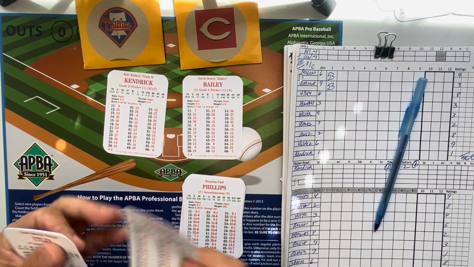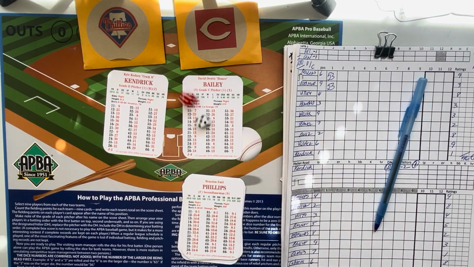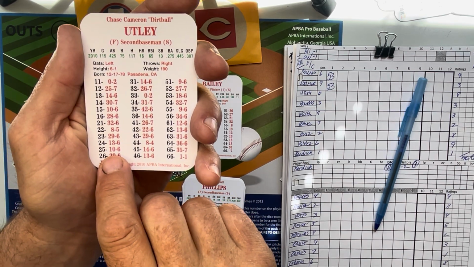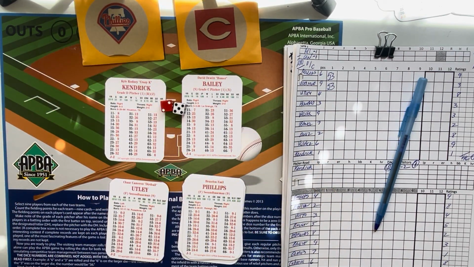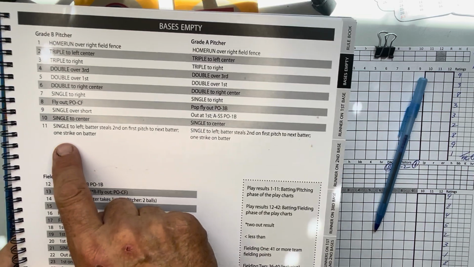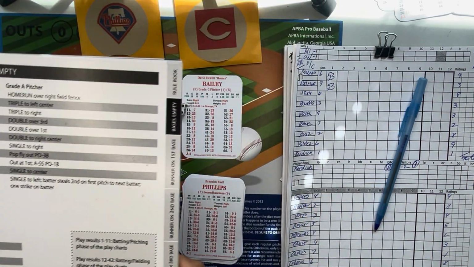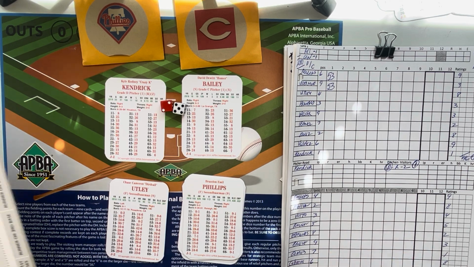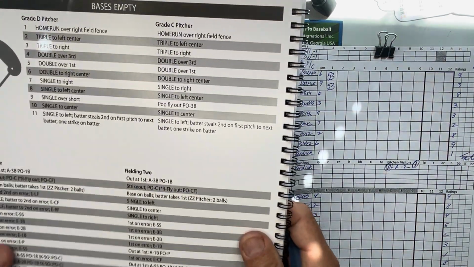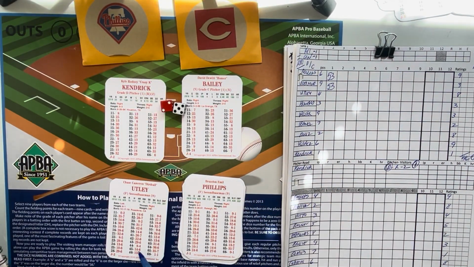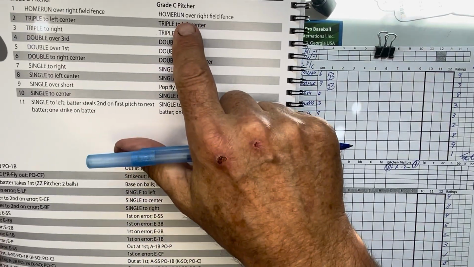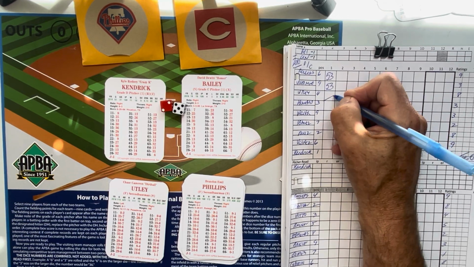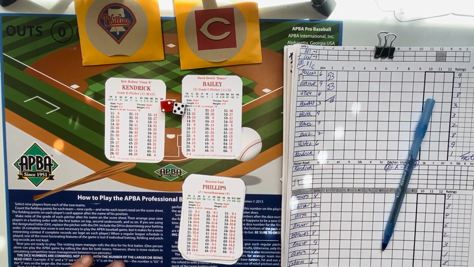and there is 2 gone. Next up is going to be Chase Utley, and Utley is going to roll a 25. 25 is going to be a 10, and for a 10, numbers 1 to 11, you're going to go to the grade of the pitcher. So the pitcher, Homer Bailey, is a C. So we're going to go to C pitcher. And 25 was a 10. So C pitcher 10, and it is going to be a single to center. So Chase Utley is on with a single.